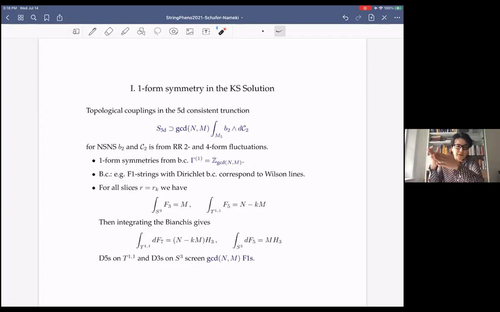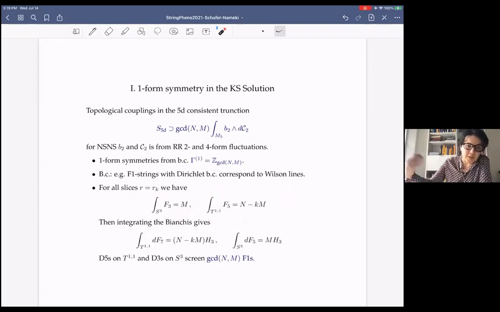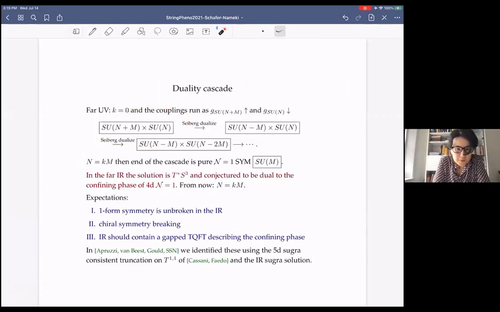But you can do this at each one of these slices, r equals r_k, so you have well-defined integer flux numbers. So the three-form flux is M, the five-form flux at that point is (N minus k) times M. And then integrating the Bianchi identities, again, we can see that you can screen fundamental strings with wrapped D5 branes, this coming from this Bianchi, or from these D3 branes on the S3. And overall, the minimal thing that you will actually screen is gcd(N, M) F1 strings. And that's, of course, if you look at the field theory side, also in agreement with the one-form symmetry of this quiver. Right? So you have the center symmetries here, but you also have bifundamental matter.